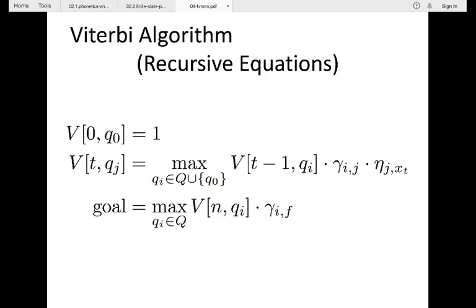So the goal is finding the cell in the matrix, the max that is largest when multiplied by the transition probability from state I to the final state. So you're looking at which one at the end gives you the best path to the final state. Does this make sense?